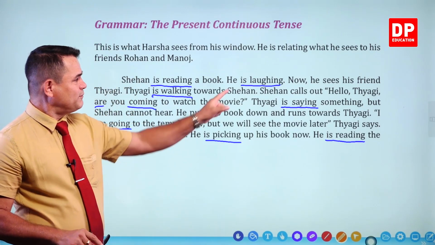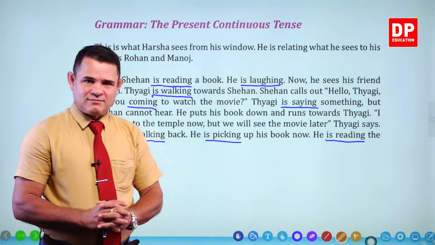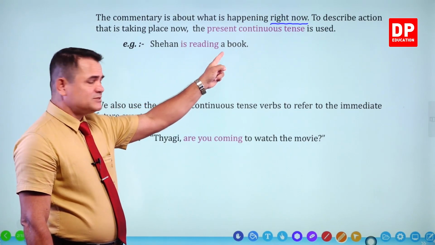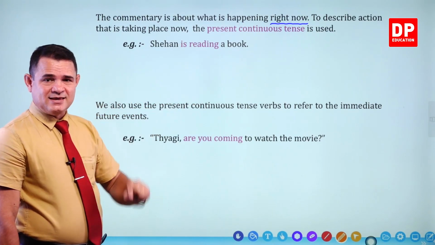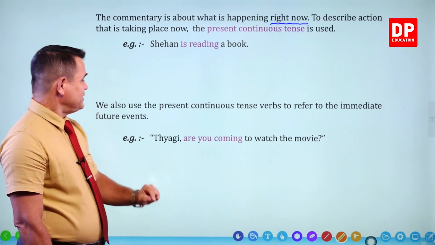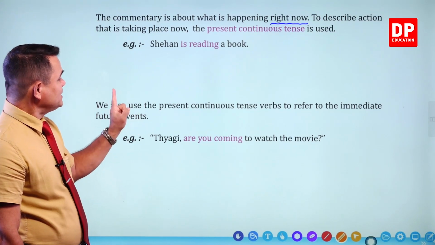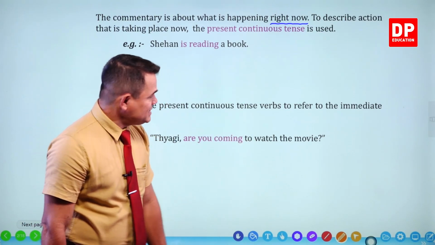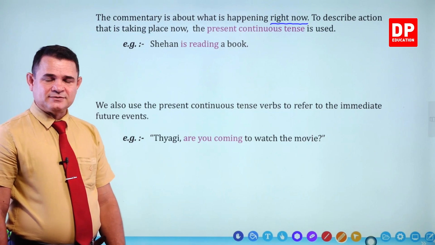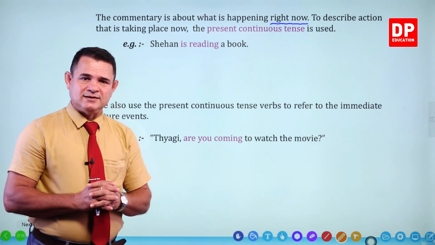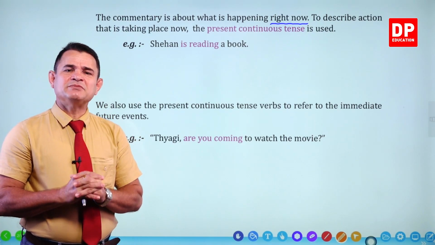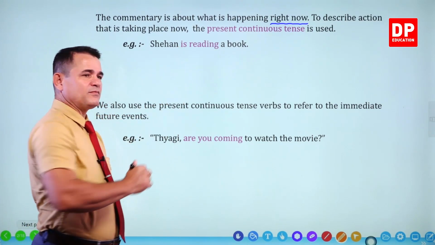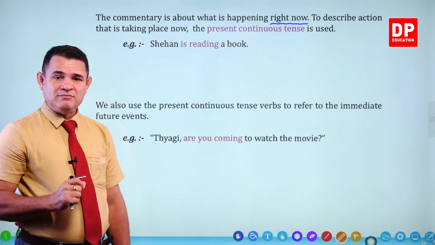Right? It is what you see here also. Now, Shehan is reading. Is plus ing. Right? Now it says, we also use the present continuous tense verbs to refer to the immediate future events. Now, in those sentences, now you learned what is present continuous. We learned be verbs. Can you remember?